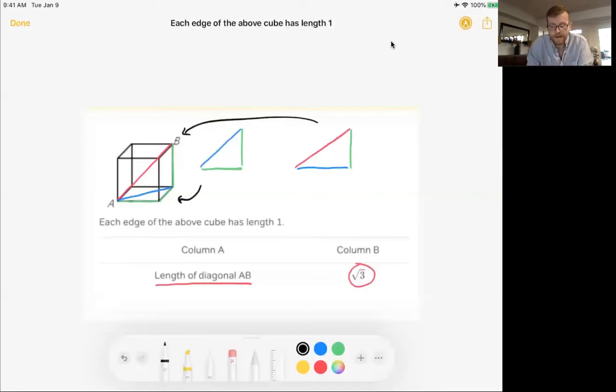Okay, so we have to solve the green and the blue triangle first before we can solve the green, blue, red triangle and get ultimately the length of the diagonal that we're ultimately interested in. So this is because these two sides are the same length because it's a cube. That makes this a 45, 45, 90 triangle, which is what we call a special right triangle.